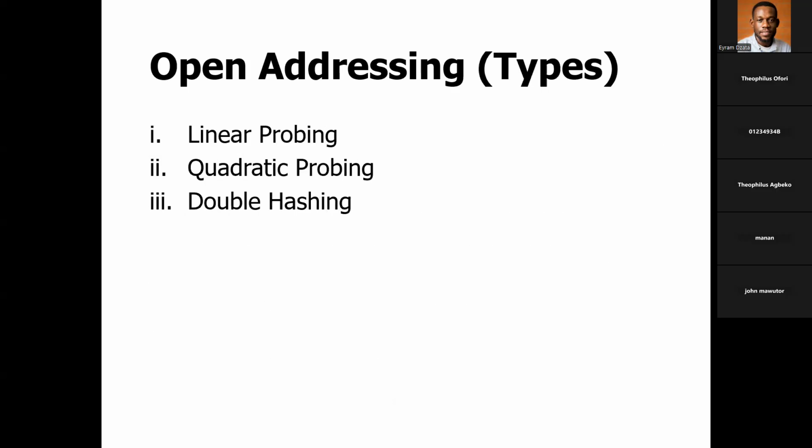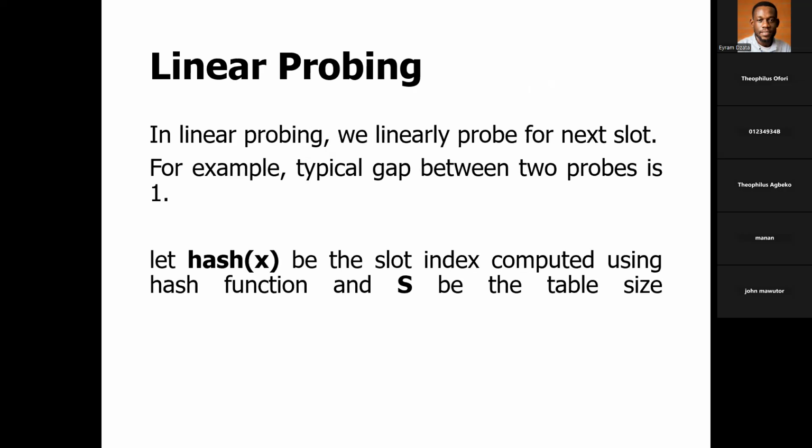So there are some different types of open addressing, and these are based on some functions that you need to know. First, we have linear probing, we have quadratic probing, and then we have double hashing. So open addressing can lead you to 3 other techniques or 3 other algorithms.